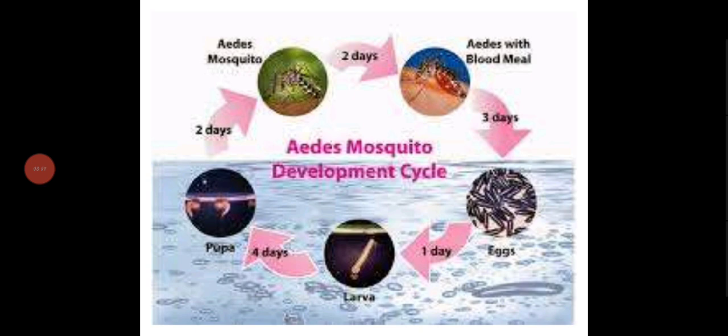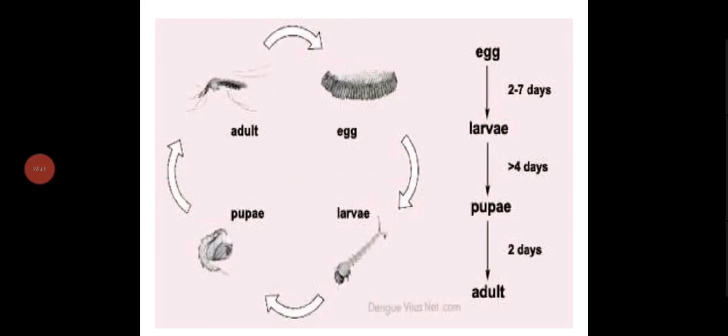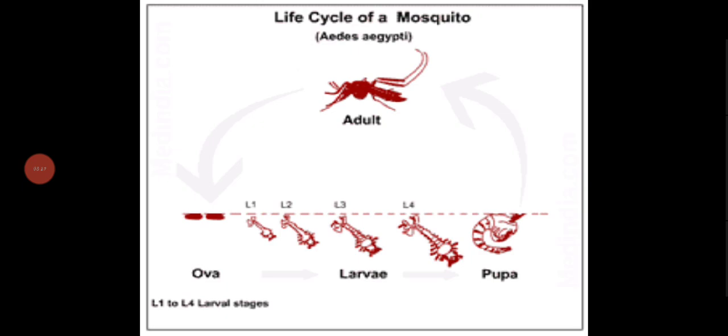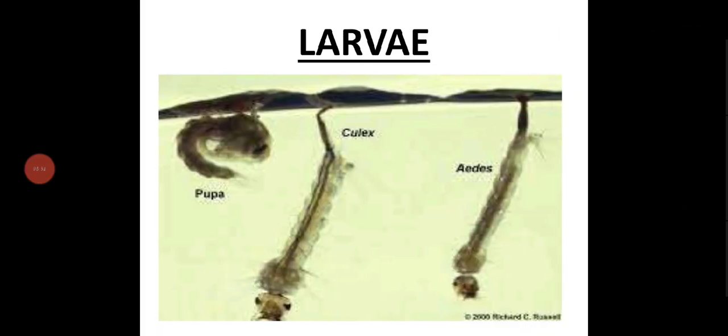So this is the life cycle of the Aedes mosquito. The Aedes mosquito, after 2 days, will have a blood meal, then it will lay eggs, then it will become larva, then pupa, then into the Aedes mosquito. This is what the larva looks like. You should destroy the larva by introducing Gambusia fish in the water tank.